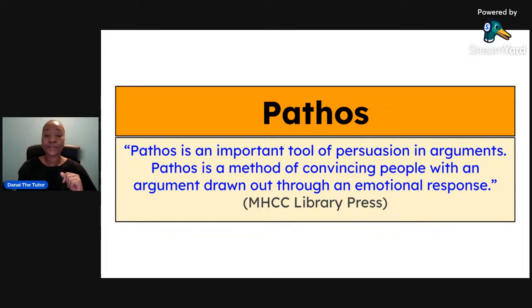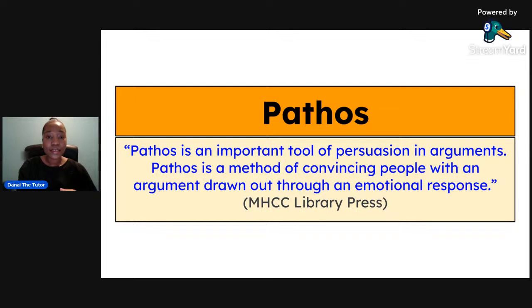Okay, so one thing that's going to be quite important for us today in looking at our text is the idea of pathos, okay? And pathos is an important tool for persuasion in arguments. Pathos is a method of convincing people with an argument drawn out through an emotional response, okay?